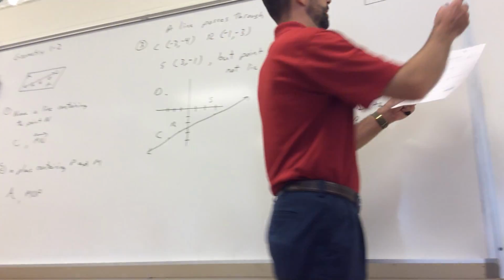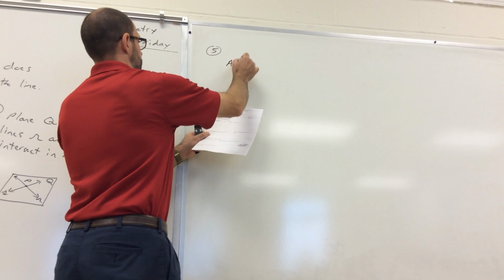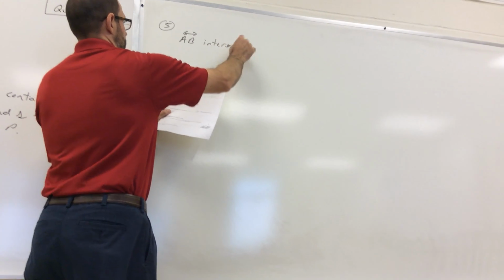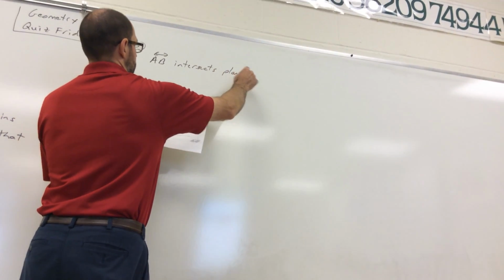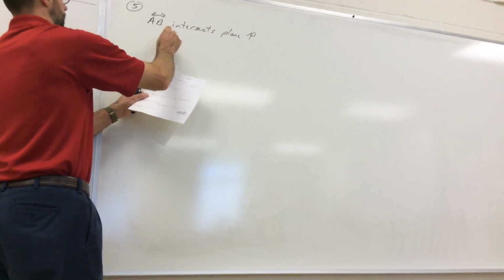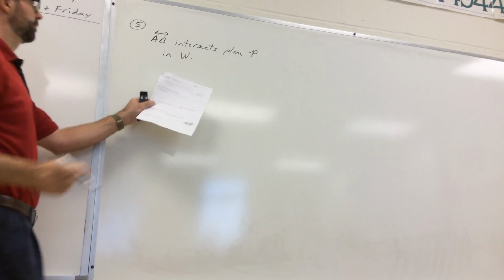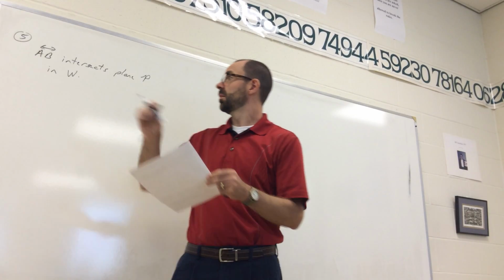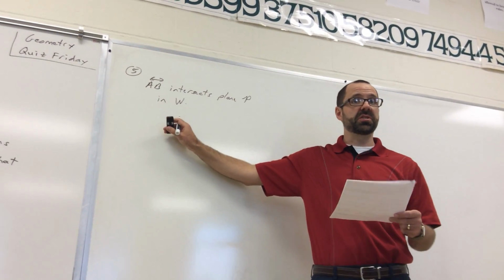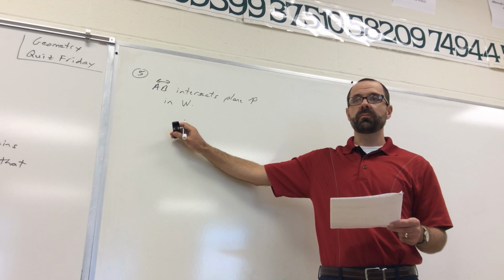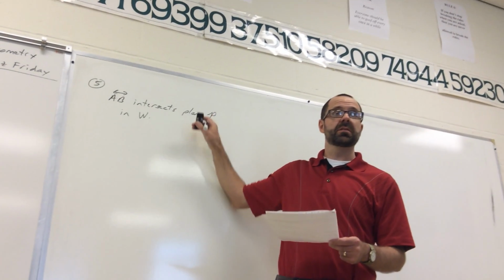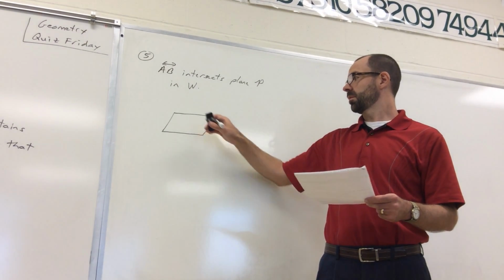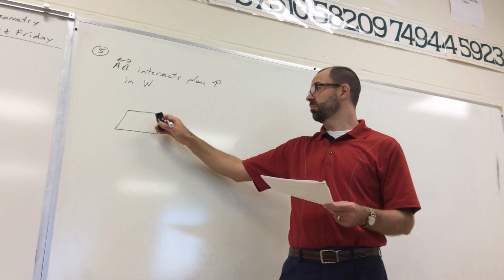All right, the next one is AB intersects plane P in W. AB intersects plane P in W. So we're supposed to draw a picture that goes with this description. All right, so we got another plane. So I'll draw that. And apparently that's called plane P.